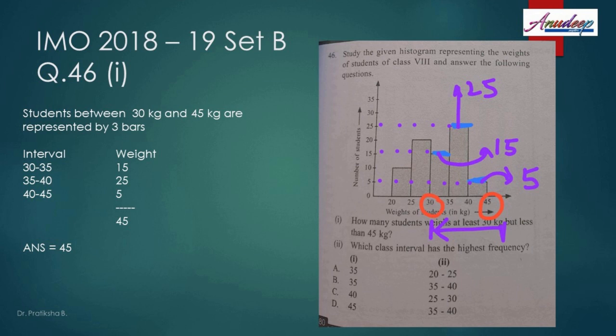So let us see how many students are there between 30 to 35. If we just put a scale on the top of the 30 to 35 bar, what do you see? You see the number of students there are 15. For the next bar, that is 35 to 40, the number of students is 25. And for the last, from 40 to 45 kgs, we have just 5 students. Now we have been asked how many in all. So we have to sum all these, 15 plus 25 plus 5, giving you the answer as 45. So for the first sub question, we have the answer as 45.